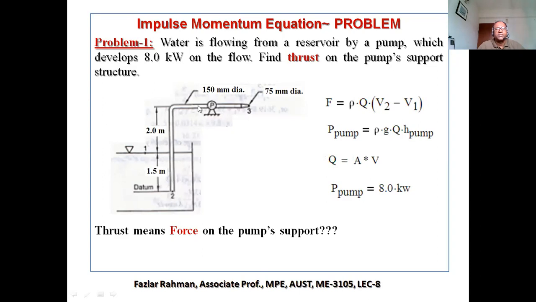You see, this is the pump right over here. It's taking water, fluid, from a reservoir. And the height of the pump, if you say this is the datum, is 2 meter, about 6 feet. And there is a nozzle. Through the nozzle, the fluid is coming out. And the diameter of the pipe at this point is given.